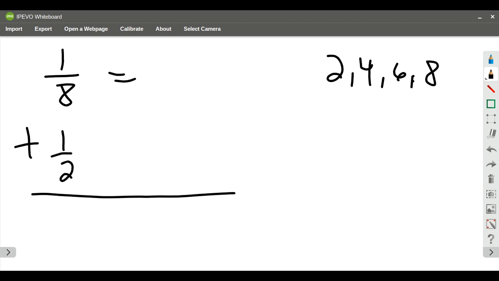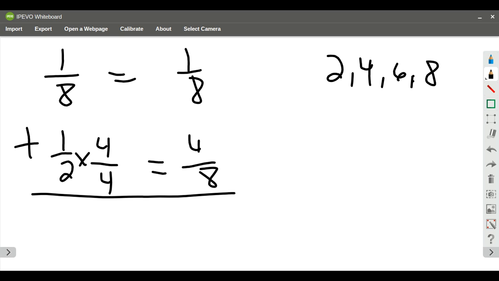So 1/8 is going to stay 1/8. And then 1/2 I'm going to multiply by a value to get to 8. And so 2 times 4 is equal to 8, and so 1 times 4 is going to be equal to 4. Add my numerators. You do not have to circle them. I circle them just as a reminder that that's what I'm adding. So 1 added to 4 is going to be equal to 5. And then 5/8 is going to be my answer.